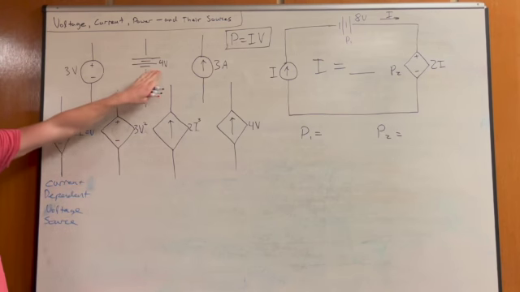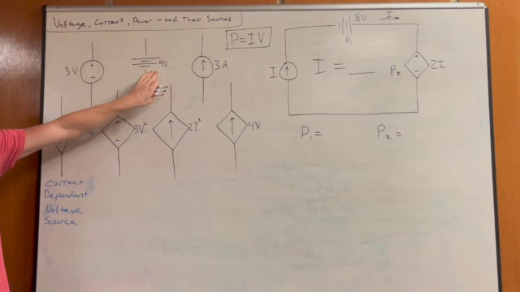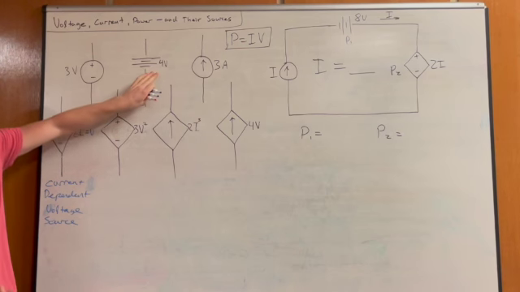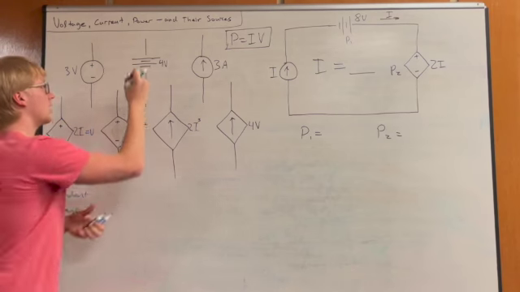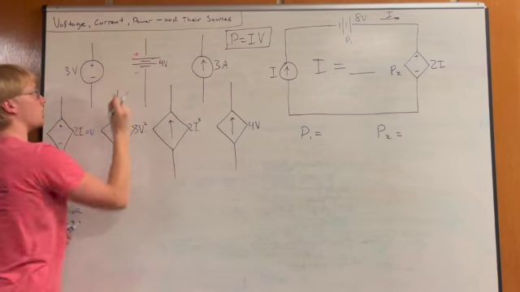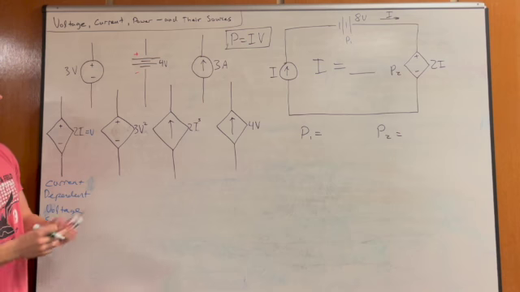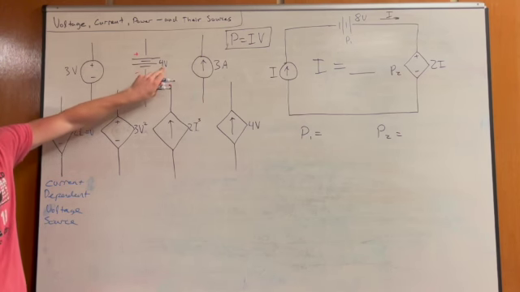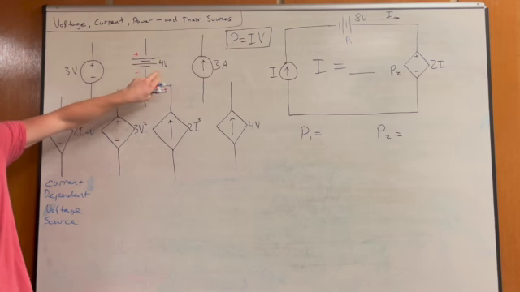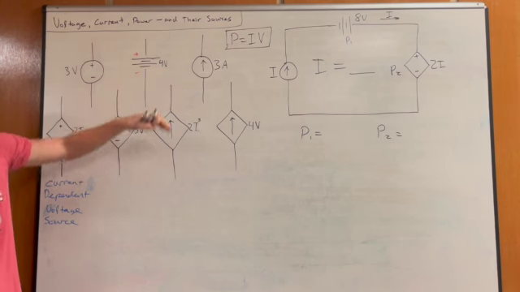Like, this is a battery. I should probably explain that. This right here is a battery. This side is the plus side, and this side is the minus side. Those are really simple. They're independent. The number associated with it is right next to it, and it's always in volts.